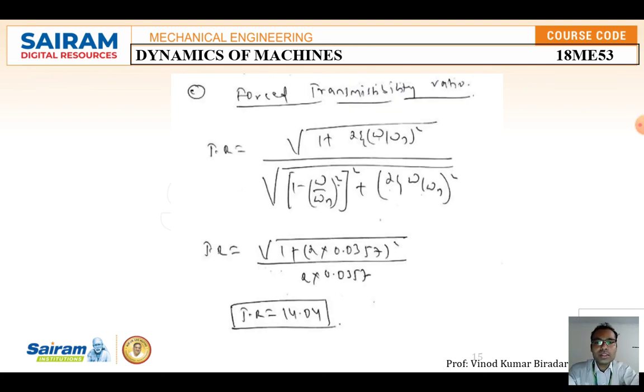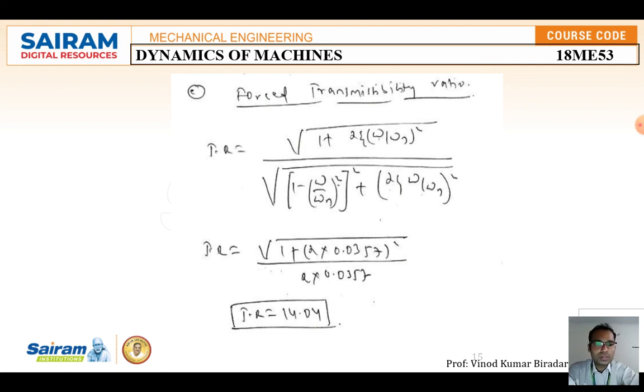Okay, so the third one is the force transmissibility ratio. Okay, again we have derived this equation. Force transmissibility ratio is equal to what? Square root of 1 plus (2 zeta omega by omega n) squared, divided by square root of [1 minus (omega by omega n) squared] whole squared plus [2 zeta omega by omega n] whole squared. Okay, so if you substitute all the values, you are going to get what? Transmissibility ratio is equal to 14.04.